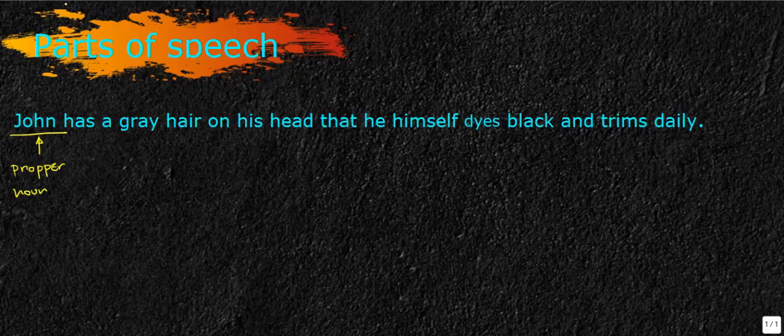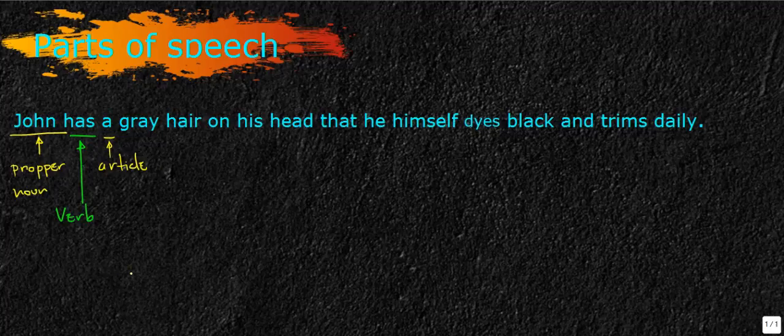The next thing that we have is has, and has represents the verb of my sentence. Okay. Then we have a. A is what we call an article. And there are different types of articles. We have indefinite articles, and then we have definite articles. Let's take a second to see which are those.